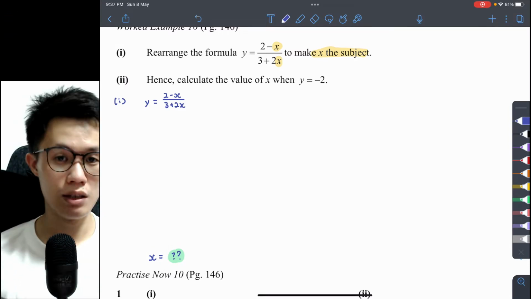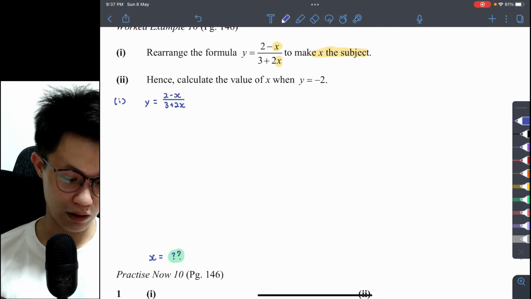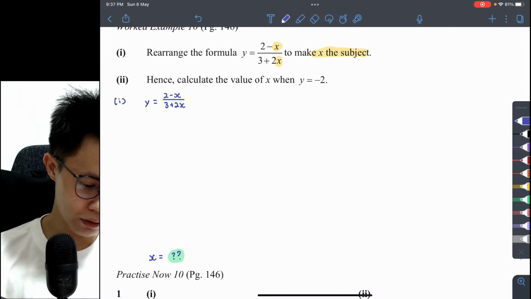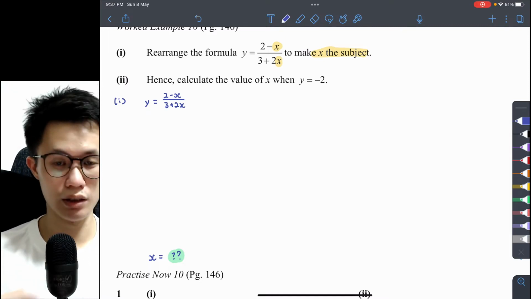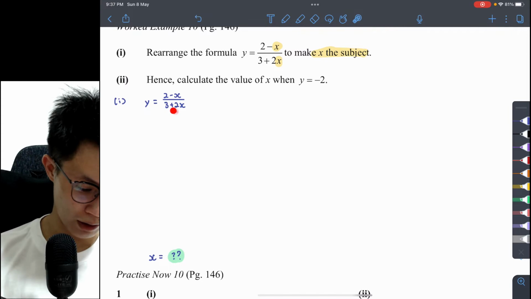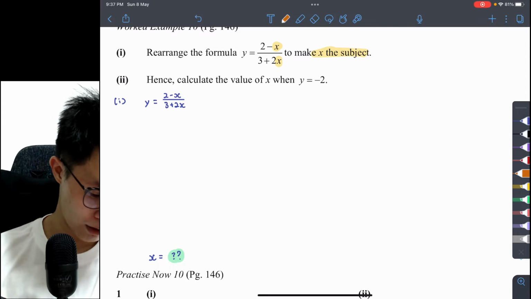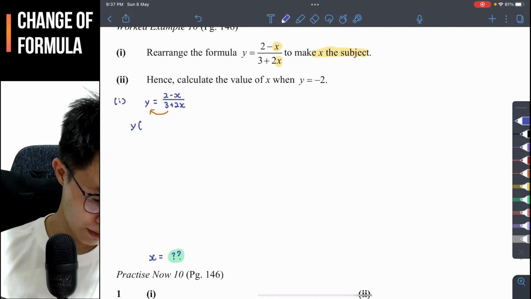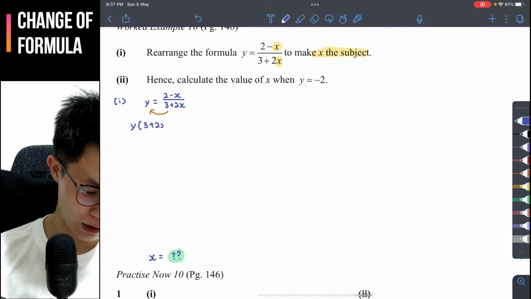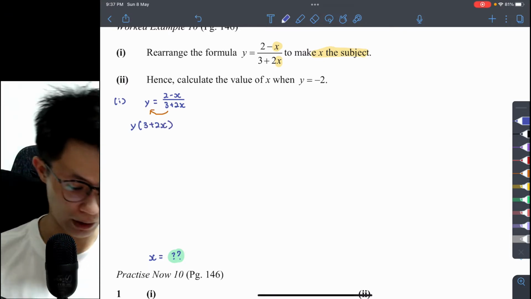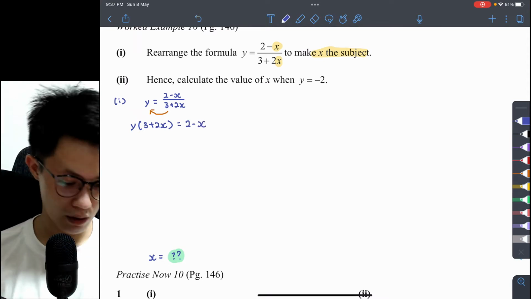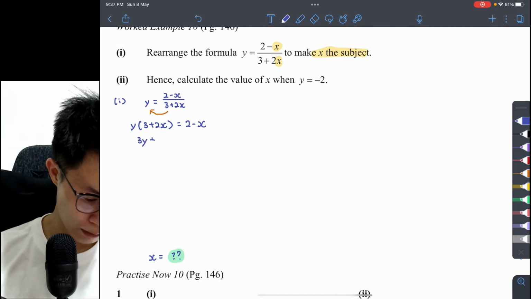The first step is let's try to isolate x. The objective is always the same, isolate x first. So what I'm going to do is bring the denominator over to the left side. I'm going to do y times 3 plus 2x, multiplying the entire denominator, and this equals 2 minus x. With this, we will have 3y plus 2xy.